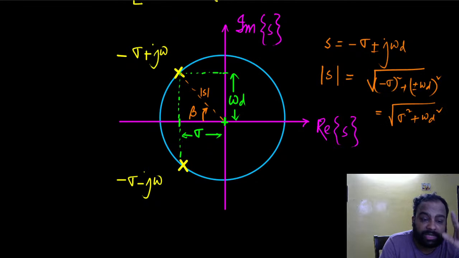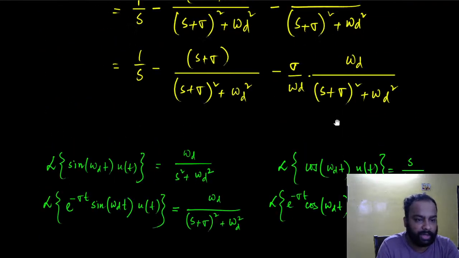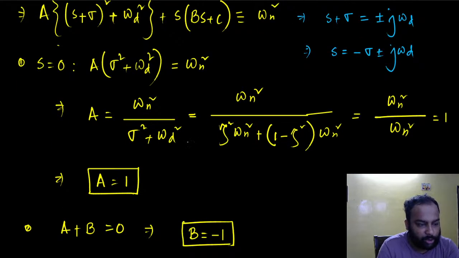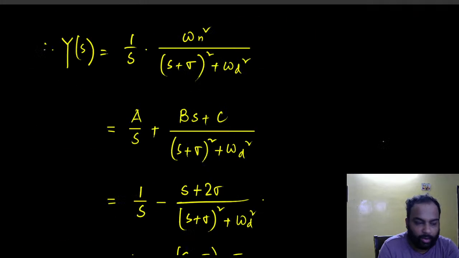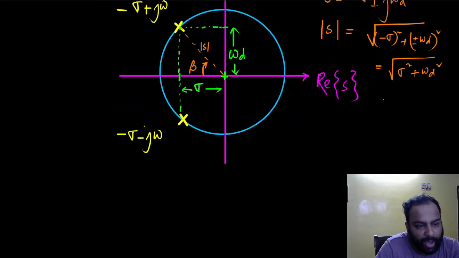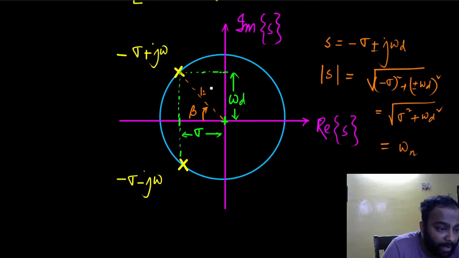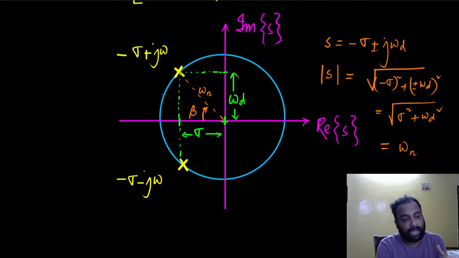But we already know sigma square plus omega d square is just omega n square, right? We did it a few moments ago. Sigma square plus omega d square turned out to be omega n square, and taking the square root, that's just omega n, because omega n is positive. So the length here is omega n. Now look very carefully: the length, how far away the poles are, is omega n.